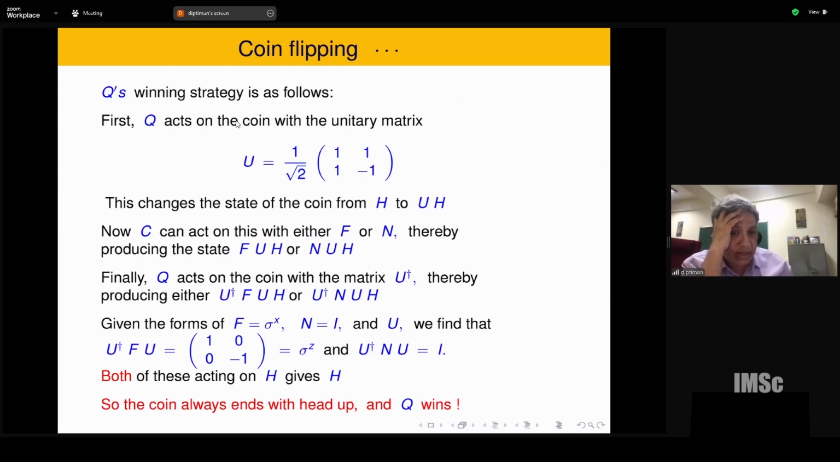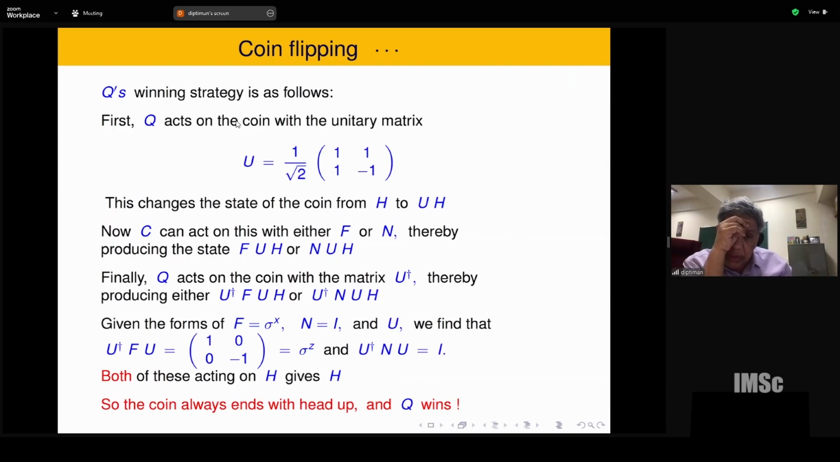It's a unitary matrix. And so the state of the coin after that move is U dagger FUH or U dagger NUH. Now, given the forms of F, N, and U that I've shown you, you can verify that U dagger FU is (1, 0; 0, minus 1), and U dagger NU is the identity. You can see that both of these acting on H give you H. So no matter what C does in the middle, either flip or not flip, if you start with the head state (1, 0), it remains (1, 0). The fun thing is that the coin always ends with head up, no matter what C does in between, and Q wins.